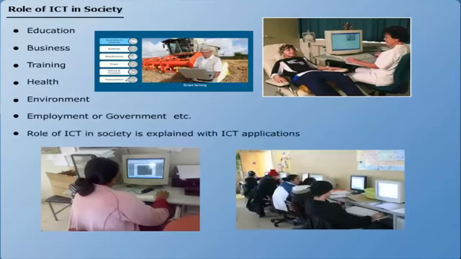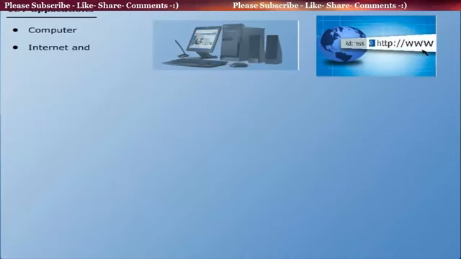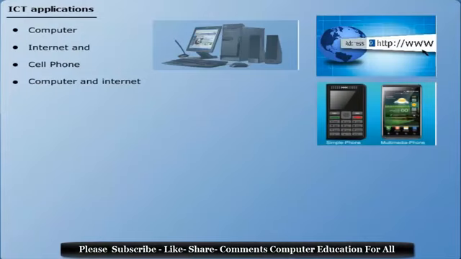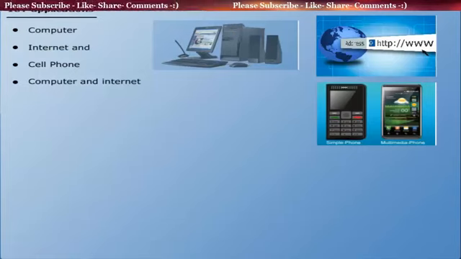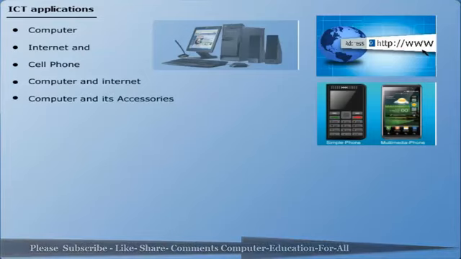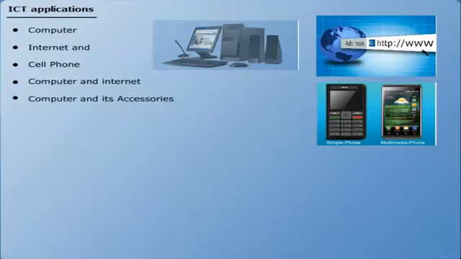The role of ICT in society is further explained with the help of various ICT applications. The ICT applications enable people to communicate with each other by using computer, internet, and cell phones. Computer and internet. Computer is the most significant and major application of ICT, which has gained an immense importance in our society. A figure named as Computer and its accessories, Figure 5, shows the various components of a computer.